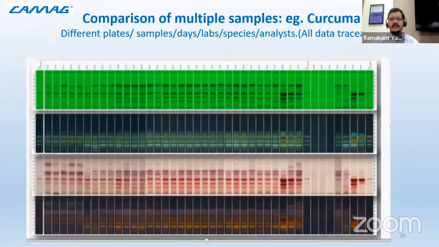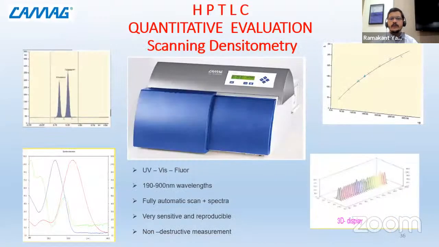So CAMAG Visualizer will give you the option to compare HPLC fingerprints of many samples on a single screen. So that is possible for herbal raw material quality control. It is a very useful tool. Then quantitative evaluation is possible with the CAMAG Densitometer.